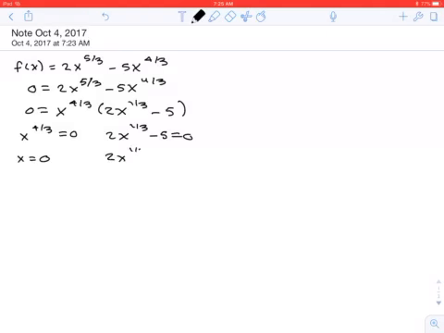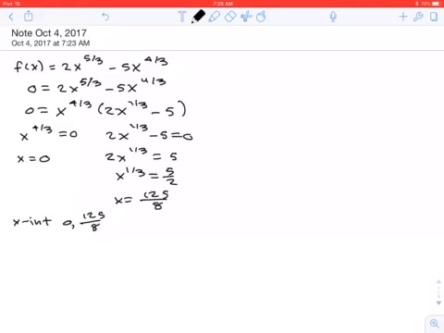Right-hand side, let's see what we get here. I'm going to cube both sides, and I get x equals 125 over 8. So I have two x-intercepts. My x-intercepts are 0 and 125 over 8, which is about 15.6. Okay, so that's f of x.